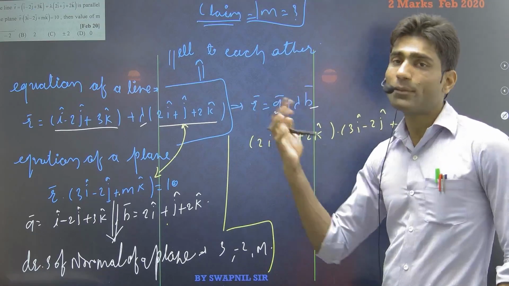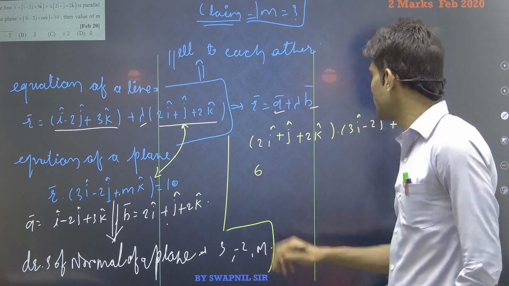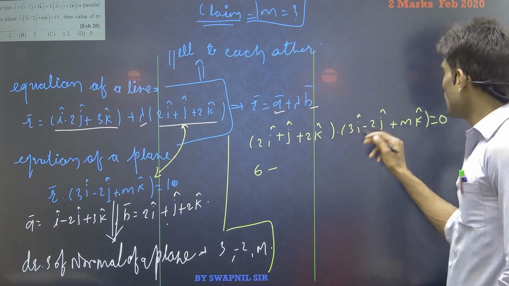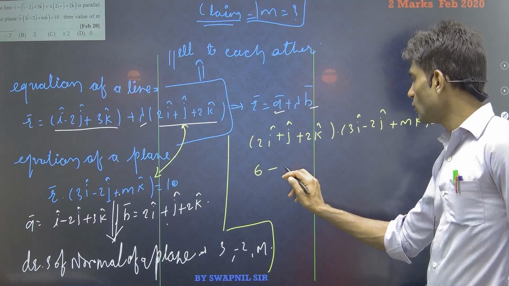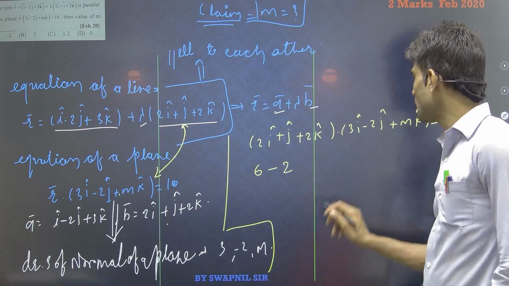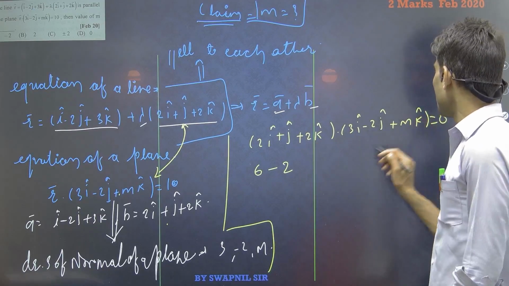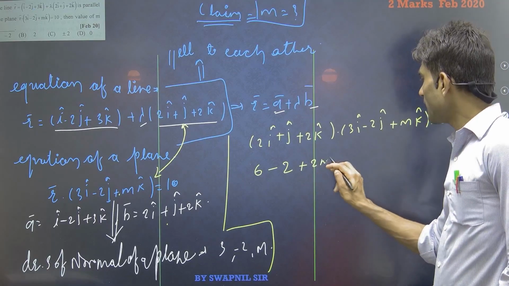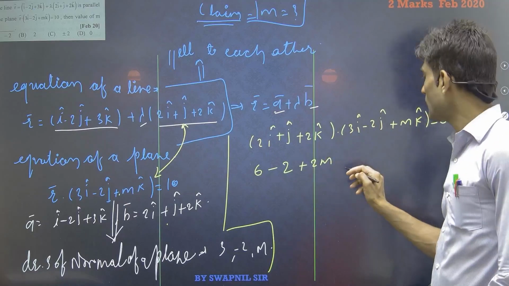So i cap into i cap goes to 1, so 2 3s are each 6. Plus minus goes to minus, plus j cap into minus 2 j cap, so it gives us 1 into minus 2, which is negative 2. Plus 2 k cap into m k cap, we can write here as 2m into k cap, it gives us the value 1, which is equal to 0.